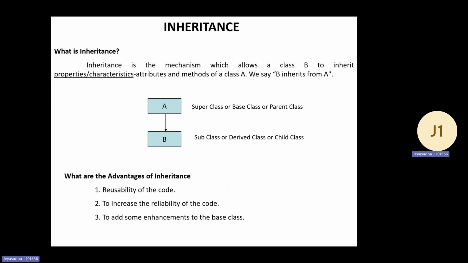So we have one base class, that is a parent class. We also call it a superclass. And another class which is going to inherit this base class, we call it a subclass or derived class or a child class. What is the main motive of this inheritance is we are going to use the code again, and reliability will also be increased.